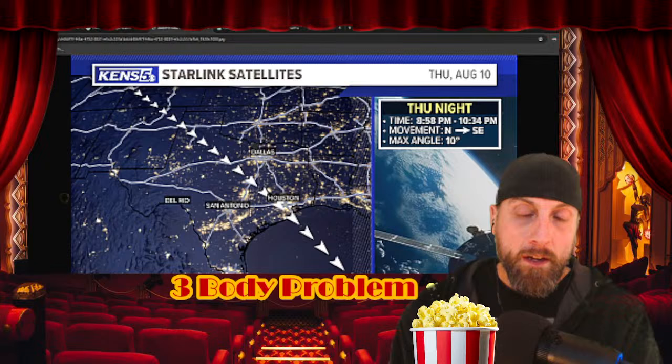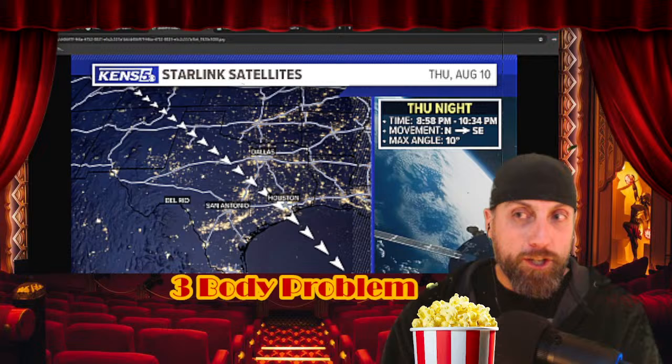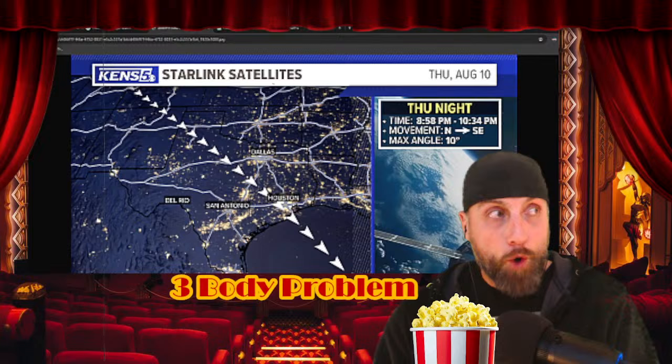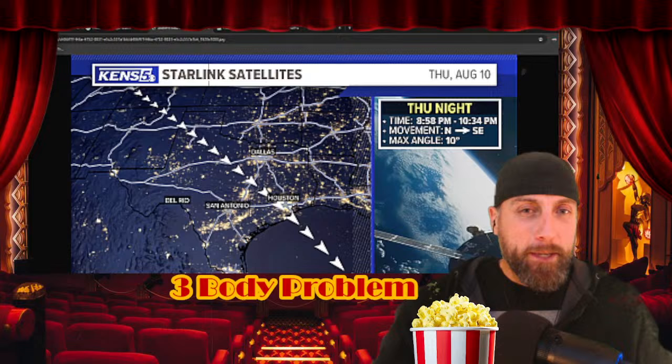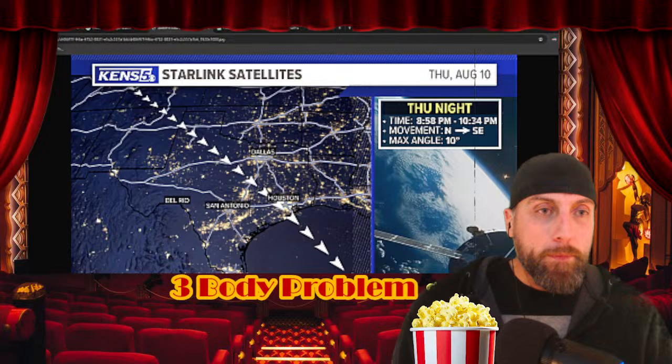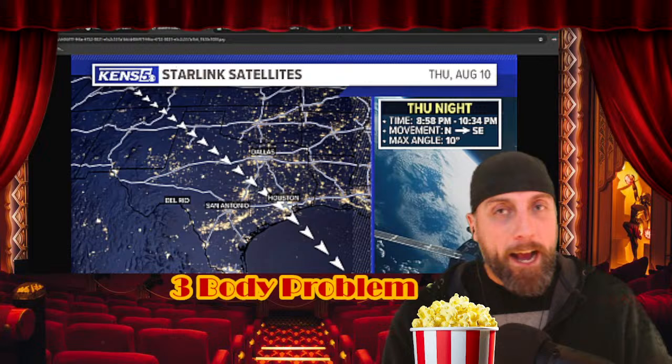Starlink satellites. Dots going across the sky. They say the purpose of these things is to provide internet that we already have. Just in case you're out on the ocean, just in case you happen to be super rich and on a luxury cruise liner and you need internet out in the middle of nowhere. Or what about those poor people that live in the desert? We need to give them internet. I'm not buying the official story on Starlink.